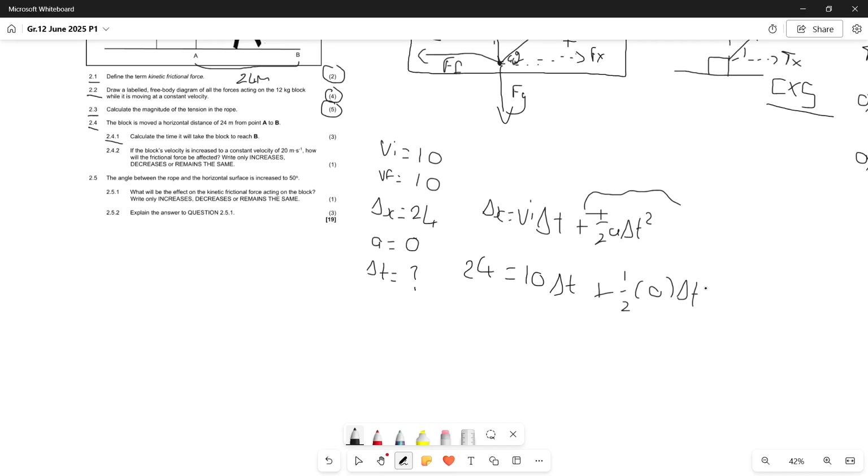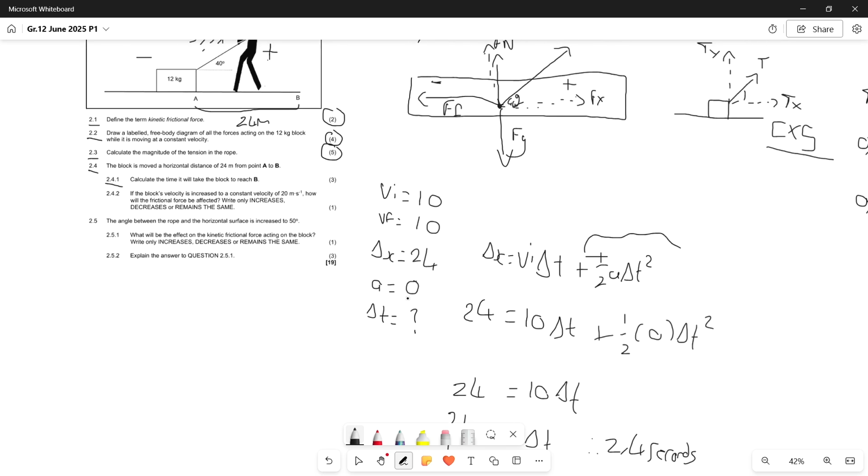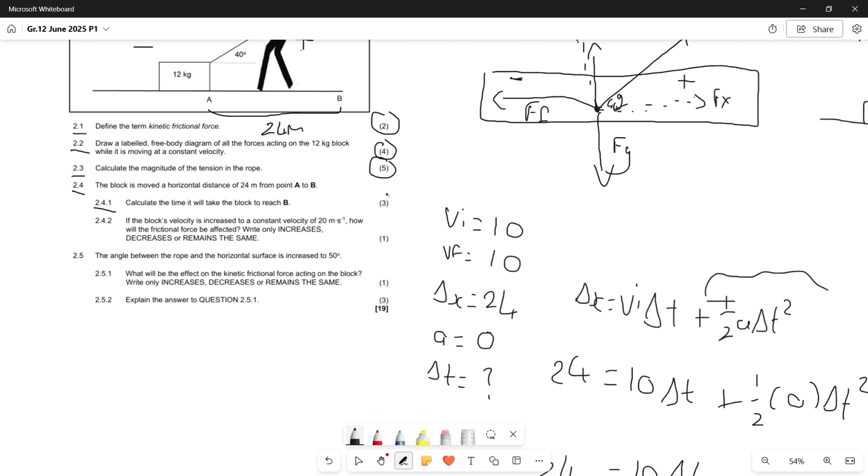Delta t over here is what we want, but that is all going to go, which means we have 24, and ultimately this just becomes speed equals distance over time. Then we have that, delta t is there, and then we can just divide 24 by 10 to get delta t, which means we have 2.4 seconds. And that is our final answer here, accounting for the fact that there's no acceleration, and earning us 3 marks over there.